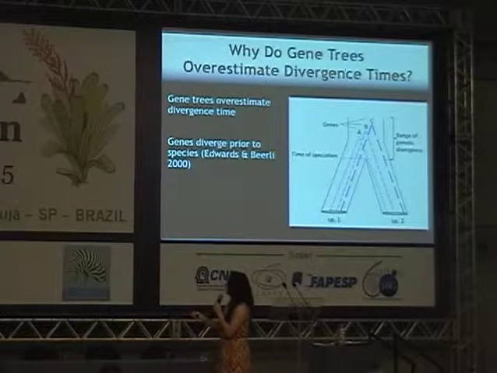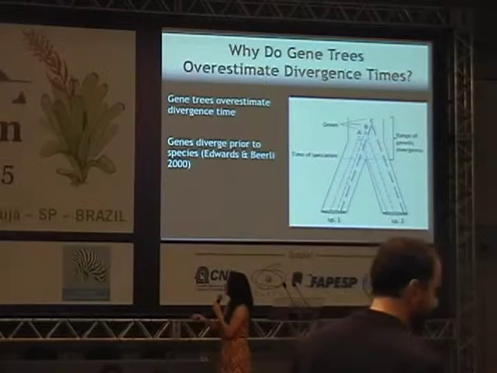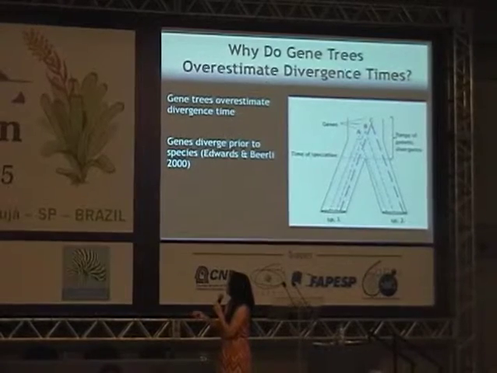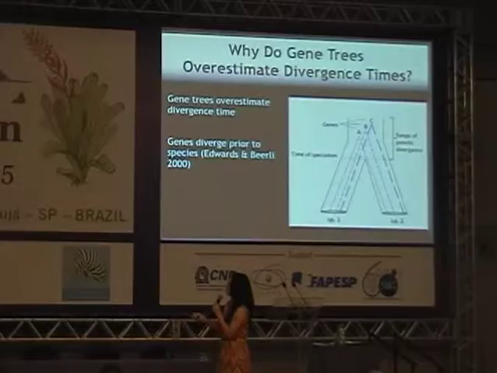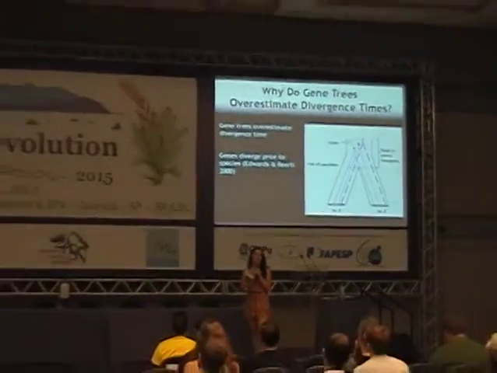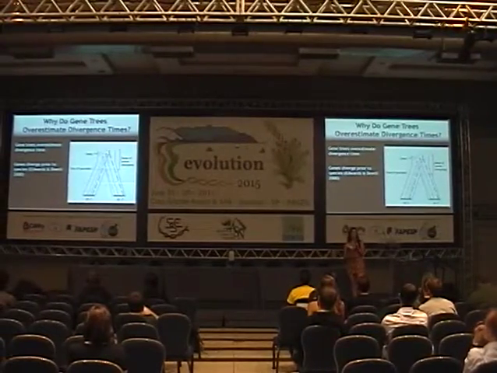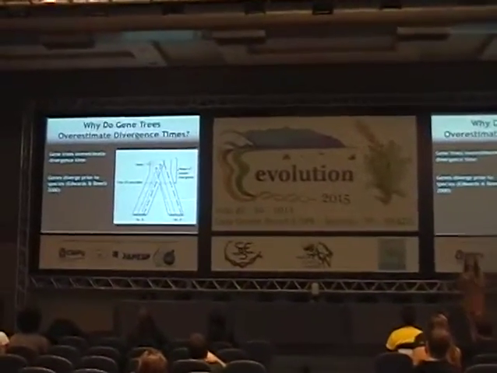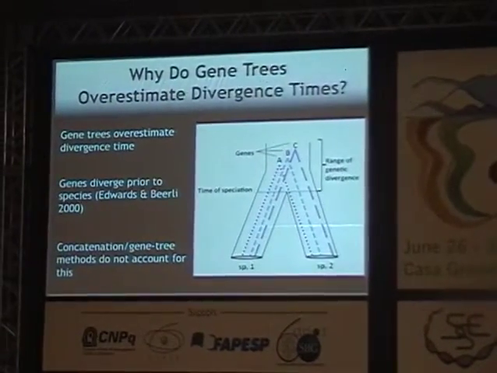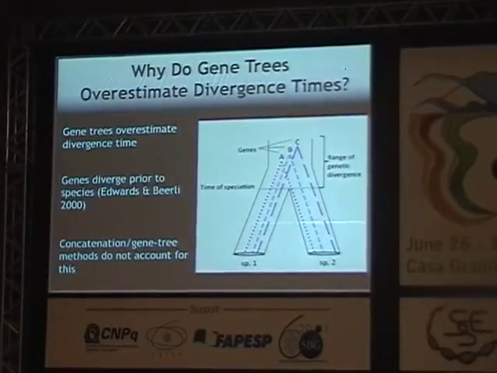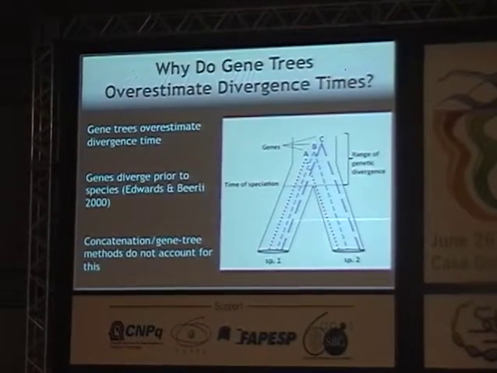So if we've got three loci or genes here, A, B, and C, we've got species 1, species 2, that range of genetic divergence is taking place prior to the time of speciation for those. And so that's what causes this phenomenon, if you're making a dated tree based on a gene tree and not a species tree, it's not taking this into account because it doesn't explicitly model this. On the plus side, a lot of coalescent methods that we're now using more and more, something like StarBEAST, are able to deal with this particular problem.